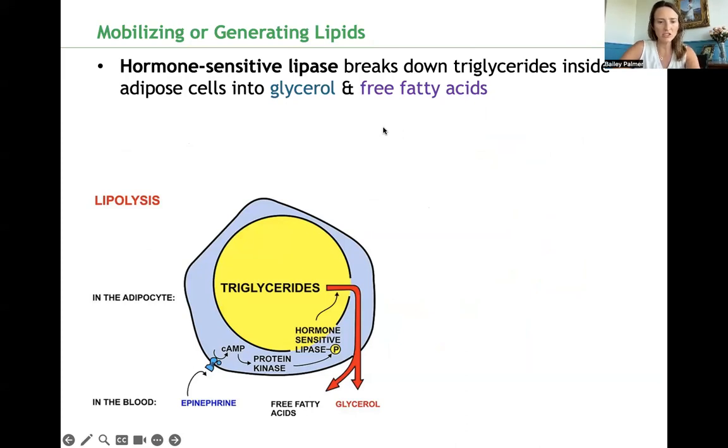Within the adipocyte, here's our triglyceride, and we see hormone-sensitive lipase. The reason it's called hormone sensitive is because it is impacted by hormones. We see down here epinephrine. We go through this process with cyclic AMP and something called a protein kinase to activate hormone-sensitive lipase. I'll discuss this process a little bit more in chapter 8, which is our hormone lecture. But all you need to know about our lipase is that it's our enzyme. It splits the triglyceride, so now we have free fatty acids and the glycerol molecule that have been transported into the blood.